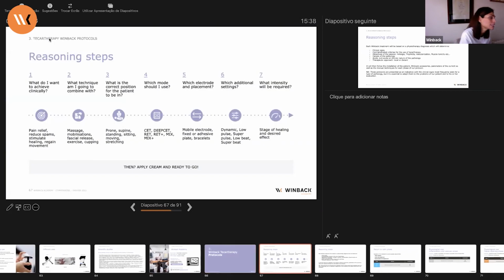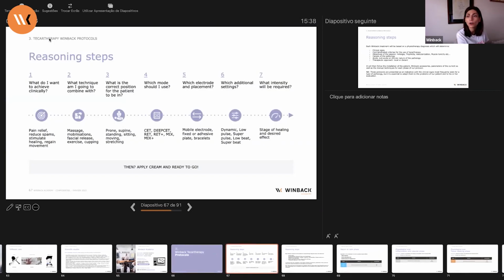So now we'll see a little bit of protocols for the pelvic area. And here we have the reasoning steps. What do I want to achieve clinically? What is my objective? I want pain management. I want to reduce spasm. I want to stimulate healing. I want to regain movement.